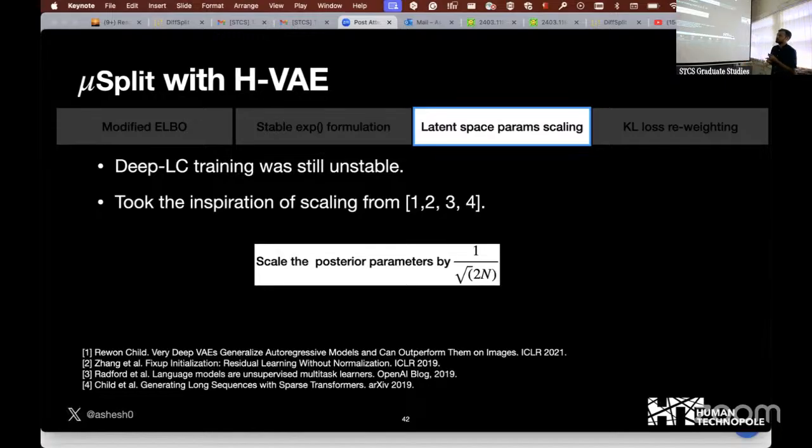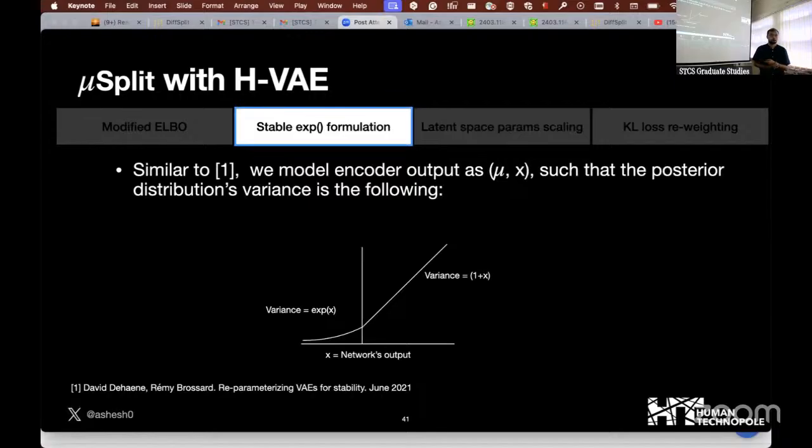We again looked into the literature and found that people typically divide their posterior parameters, intermediate activations, by some factor. So you're saying that this function of e to the x and 1 plus x works better than sigmoid or ReLU or something? No, but sigmoid has a limitation, right? You cannot go above 1. And here we would want to go above 1.